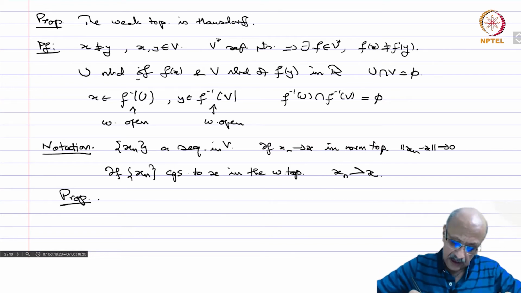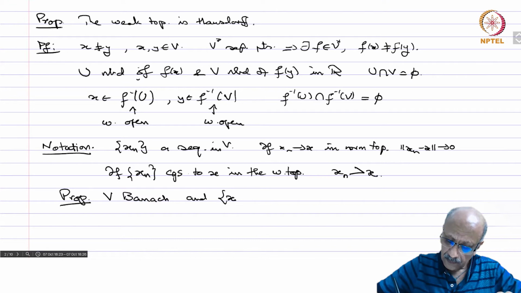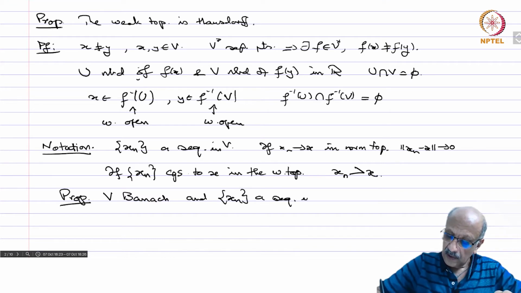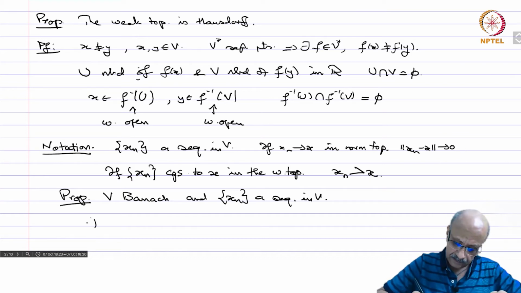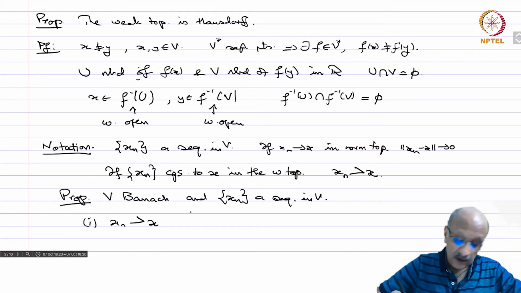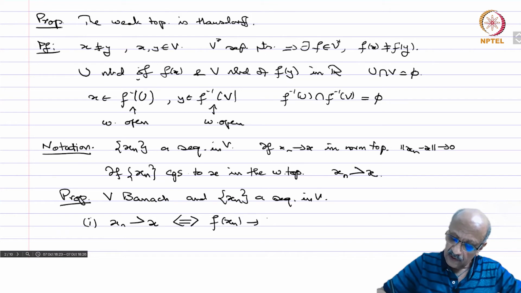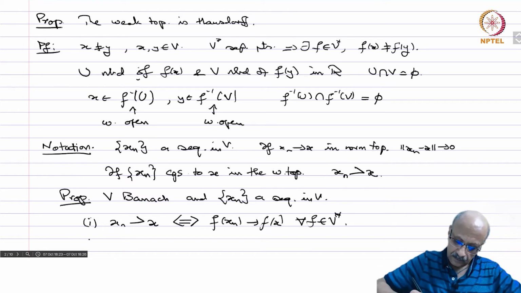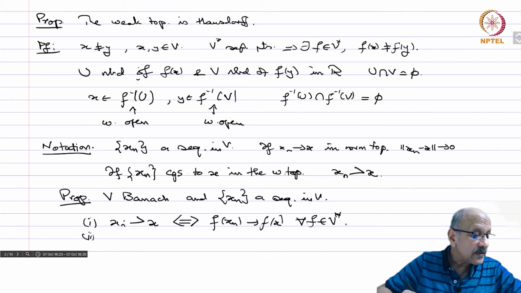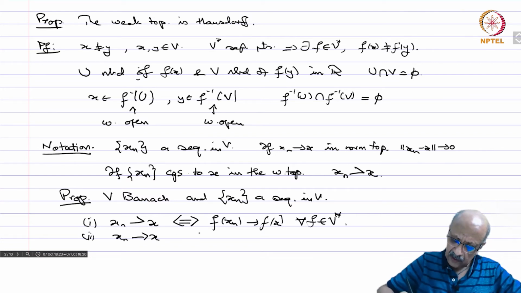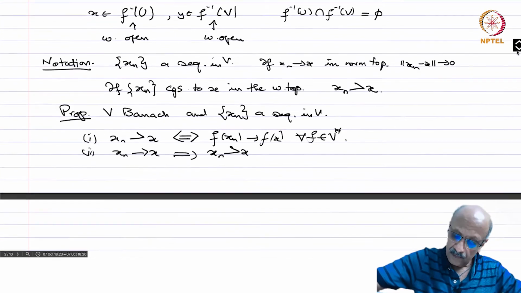Okay. So, now we have another proposition. V Banach and xn a sequence in V. 1. xn converges to x weakly if and only if f of xn converges to f of x, this is in the real line or complex plane, for every f in V star. 2. xn converges to x in norm implies it converges weakly as well. So, norm topology is stronger.